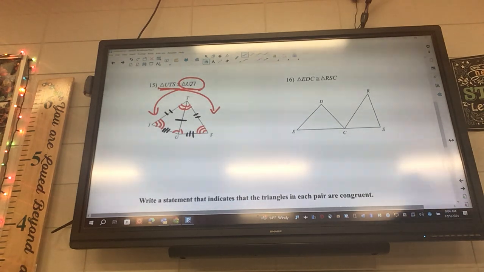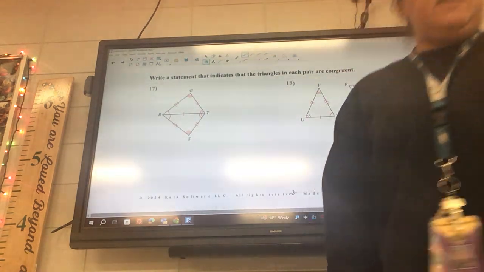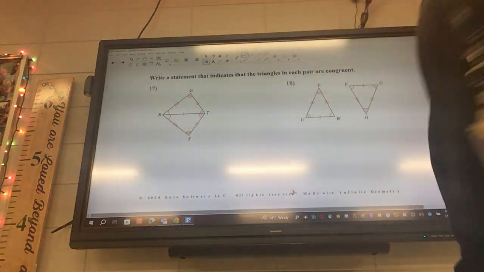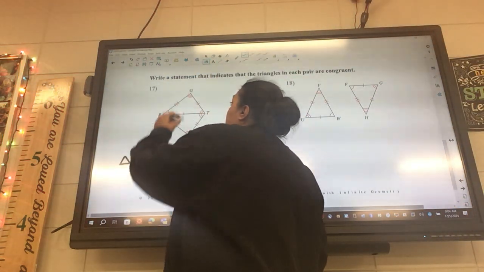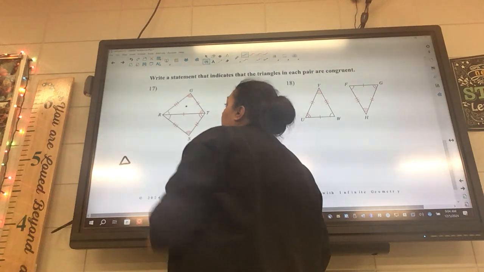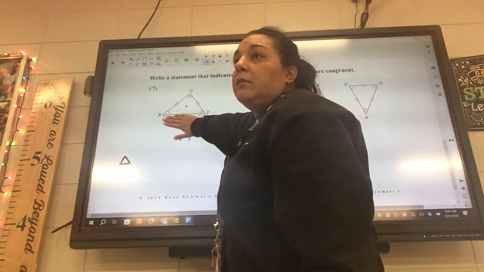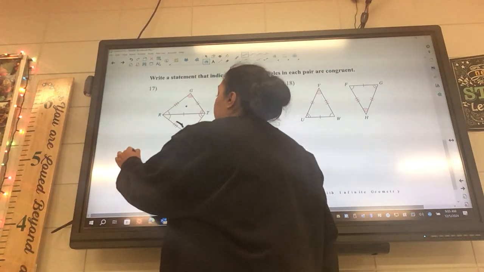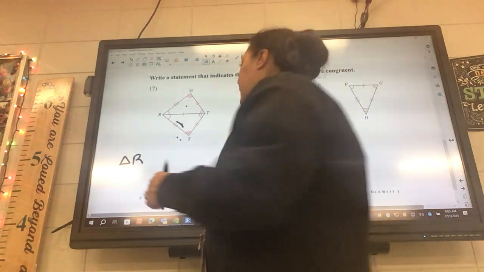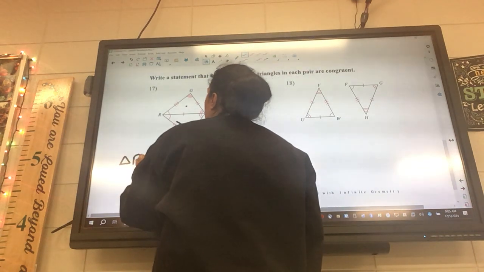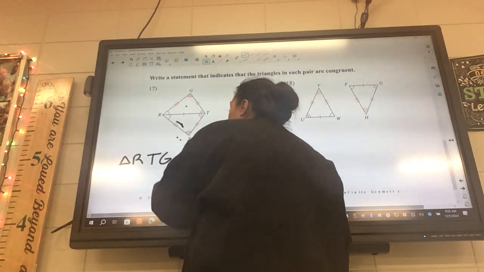Okay, and then the very last section, it has everything marked for you. They want you to write the congruent statement. They're all going to look exactly like this. We're going to say triangle, and we're going to start with this triangle first, this top one. What letter has only one rainbow? R. So R is going to come first. Who has 2? T. And then who has 3? G. And then you're going to put an equal sign with a squiggly above.